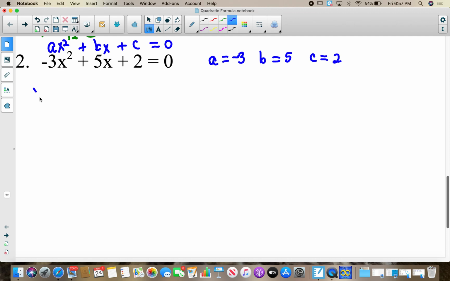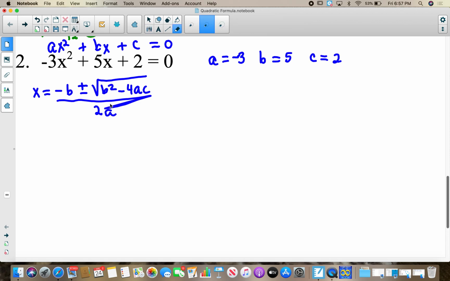So we're going to write down our quadratic formula. x is equal to negative b plus or minus the square root of b squared minus 4ac, all over 2a. Okay, now let's go ahead and plug our numbers in.